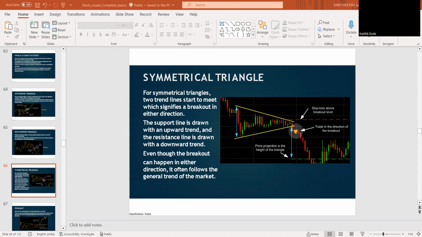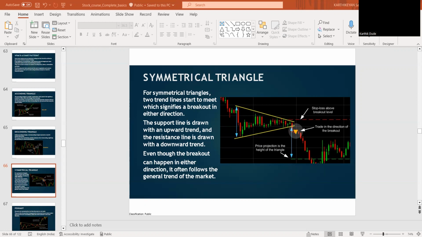See here, I can see that symmetrical triangle. This is the length. It has broken downside, and if you place the target, it should move till here. Yeah, it has moved further as well, but obviously it should move till this length.